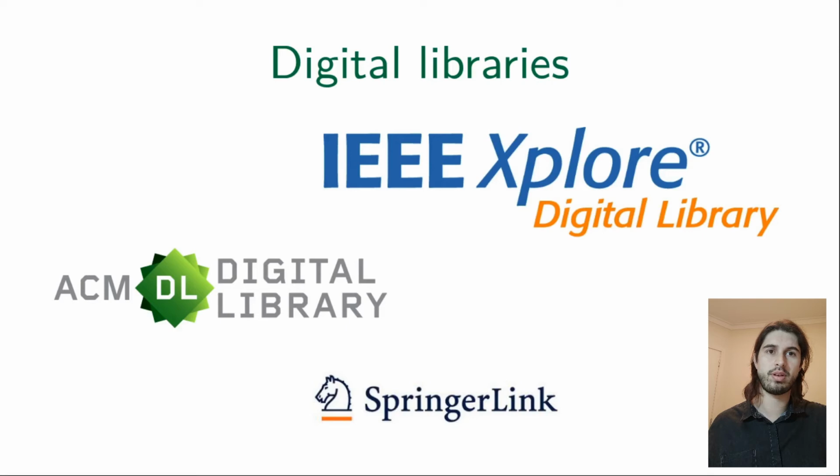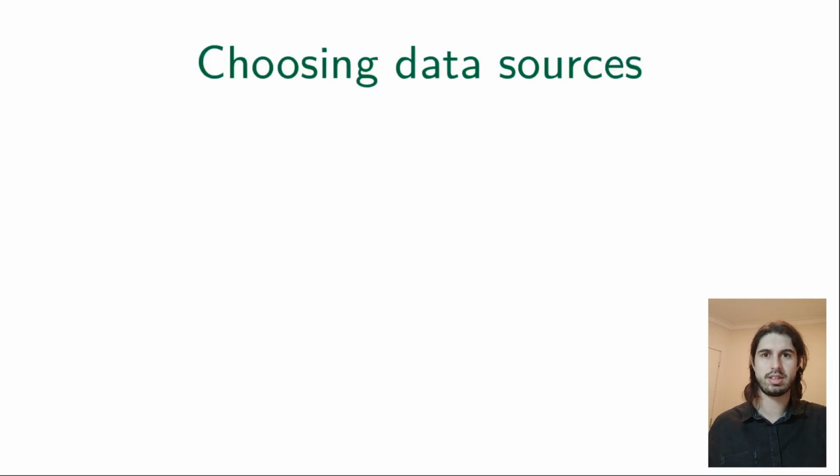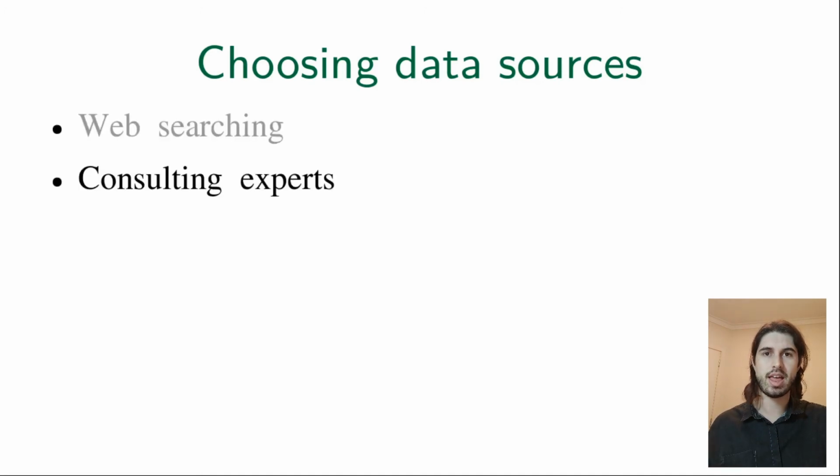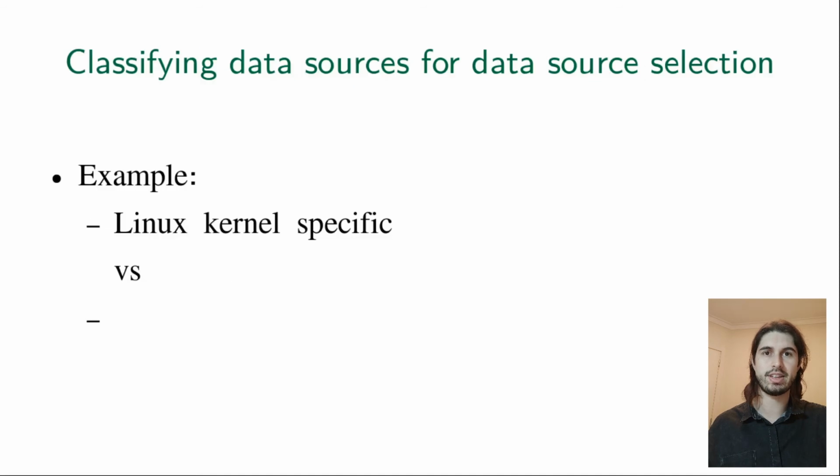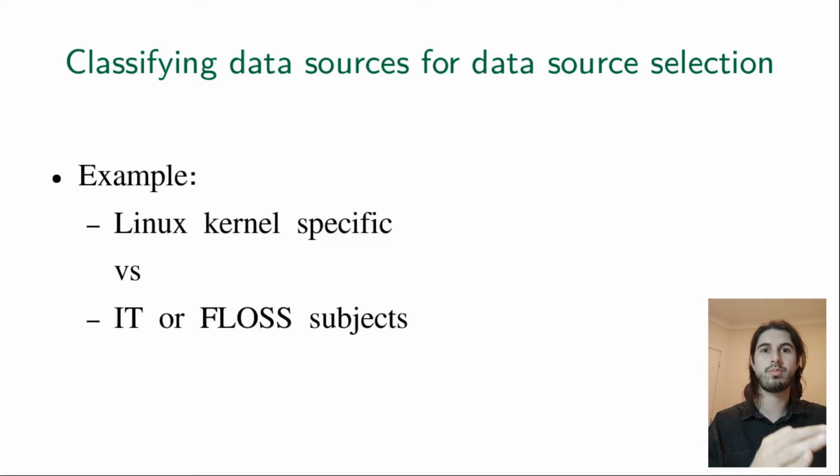Traditional reviews usually employ very well-known and prestigious digital libraries. But for GL, data sources are not so obvious. So you need a process for choosing data sources. You can web search for data sources, consult experts, gather snowballing references from key documents, and select according to some classification. For example, we divided data sources into dealing specifically with the Linux kernel versus dealing more broadly with IT or open source subjects. So we prioritize the evaluation of specific data sources.